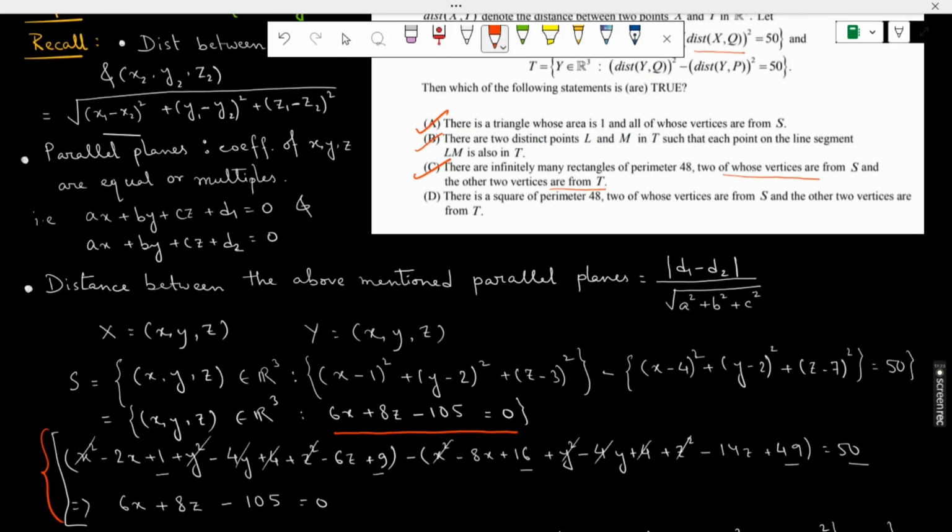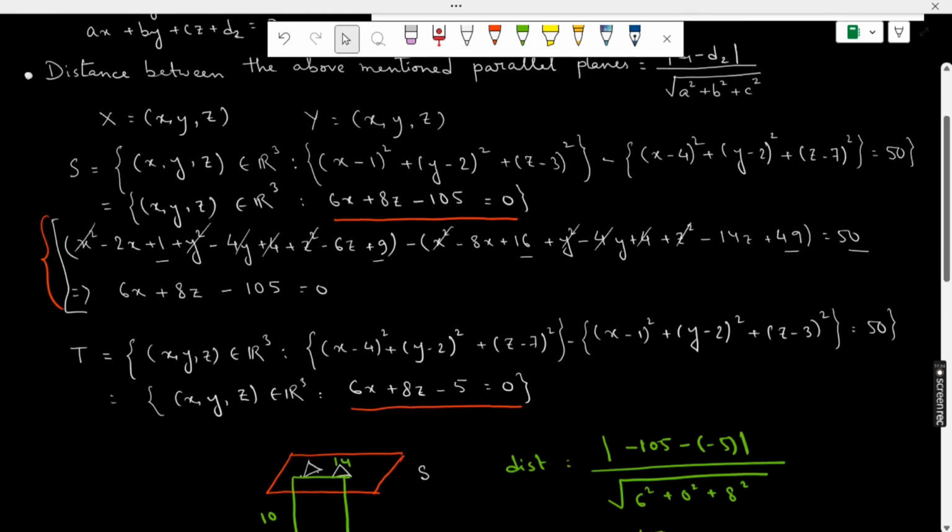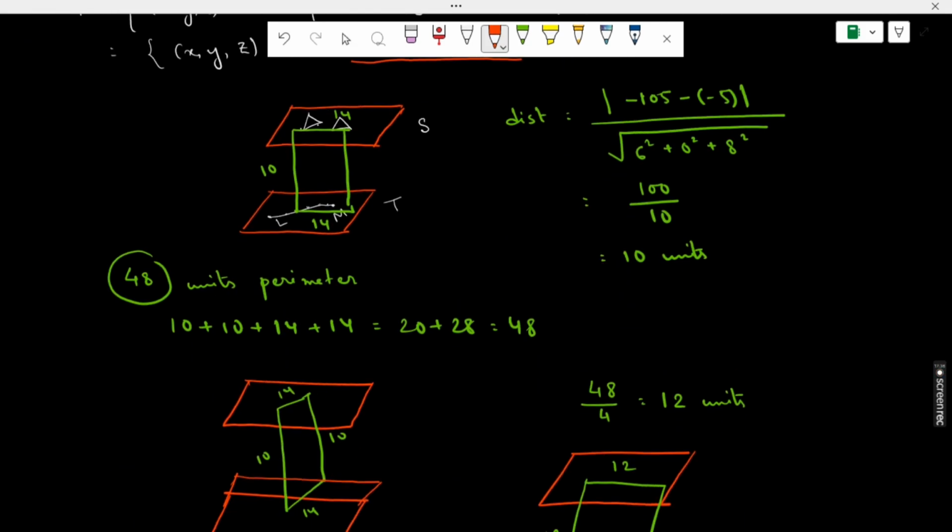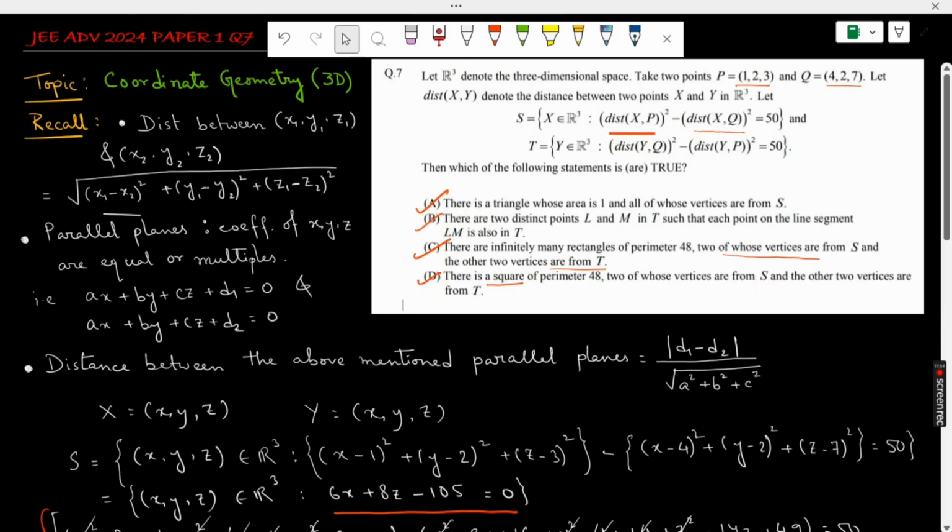Option D says there is a square. So we get at least one square. For rectangles there are infinitely many, but for squares we can say at least one. For rectangles we can draw so many, like two sides are 10 units and two sides are 14 units. So all the options are correct. Options A, B, C, D, all the options are correct.